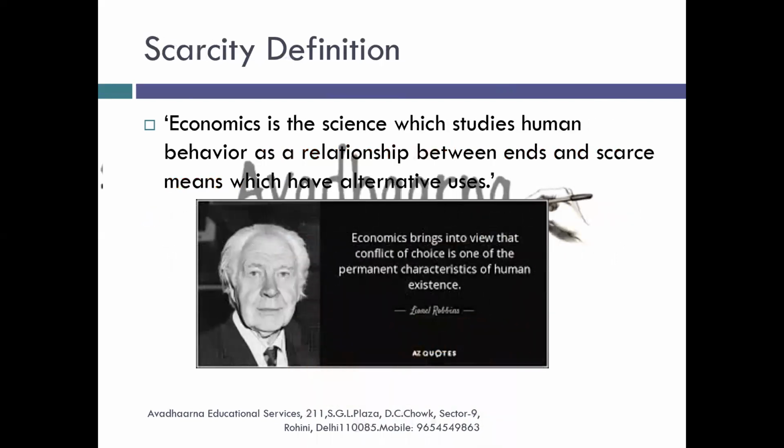Fine. Then the next definition is given by Robbins. This definition is termed the scarcity definition, and this is the definition on the basis of which the whole superstructure of economics is standing. See, according to him, economics is the science which studies human behavior as a relationship between ends and scarce means which have alternative uses.